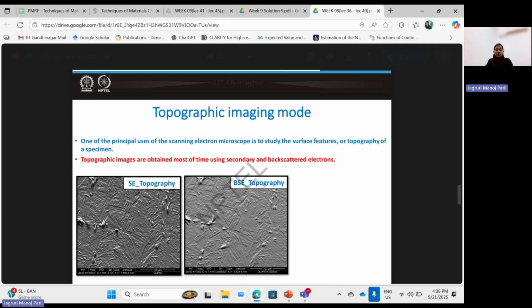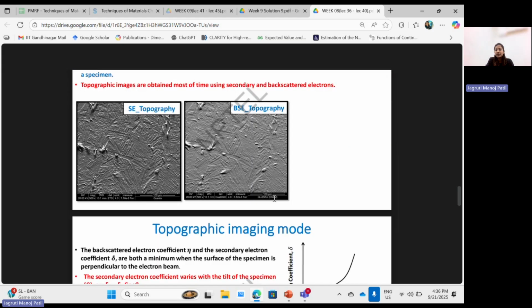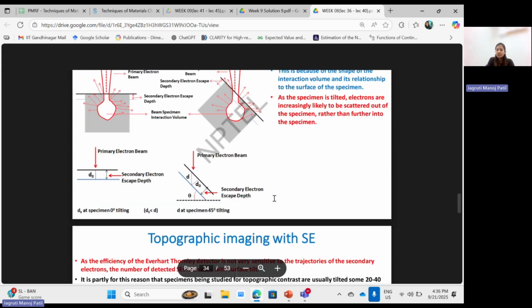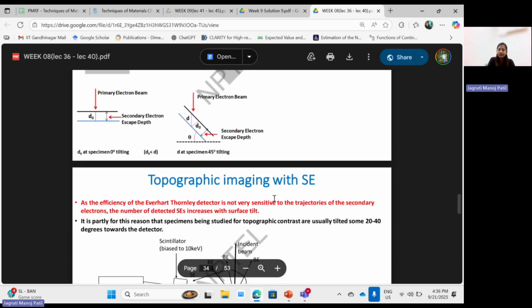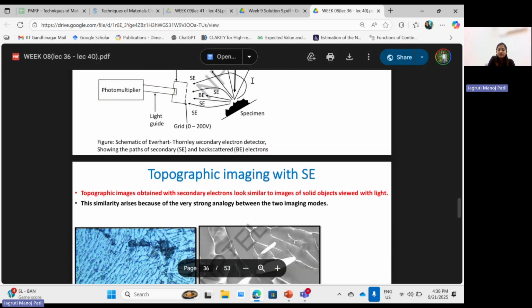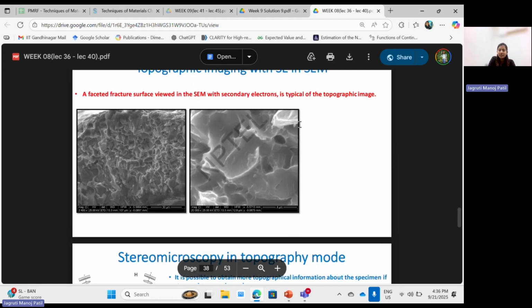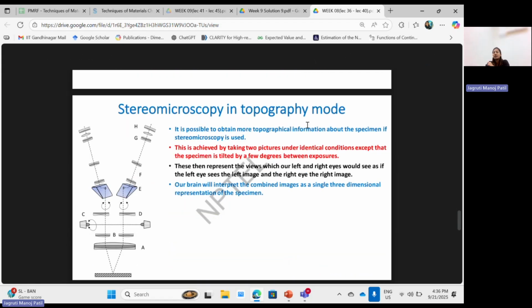So you see different modes of it. There's a topographic mode, the surface features that you see. Then after it, we want some morphological features, so you also tilt the specimen and look at different sides of it. You also have some stereo microscopy being done. So this is some analogy that they have tried making. Yeah, here's the stereo microscopy.